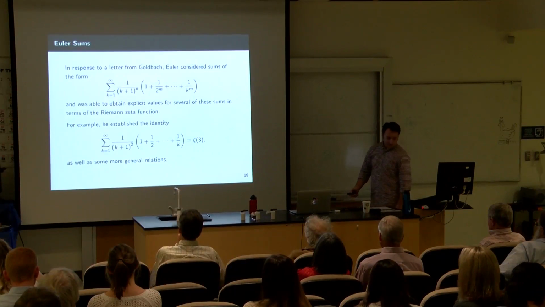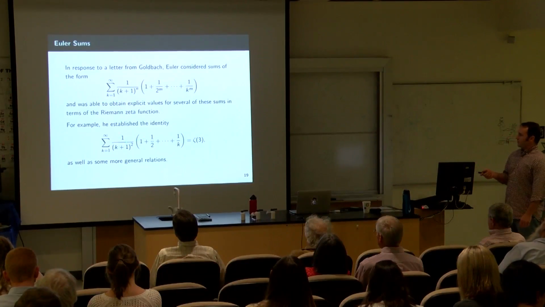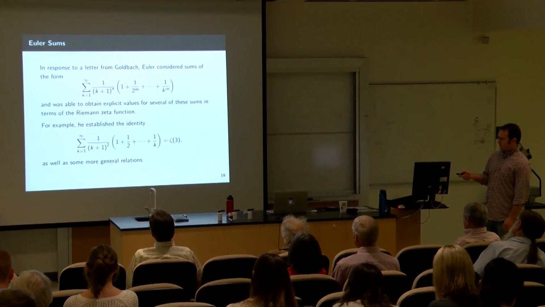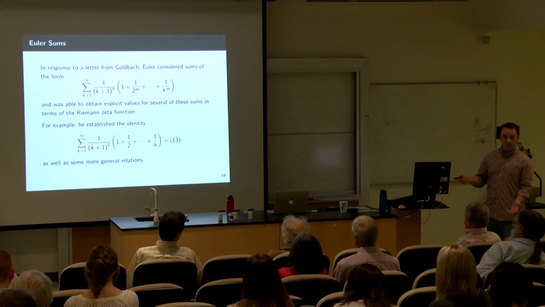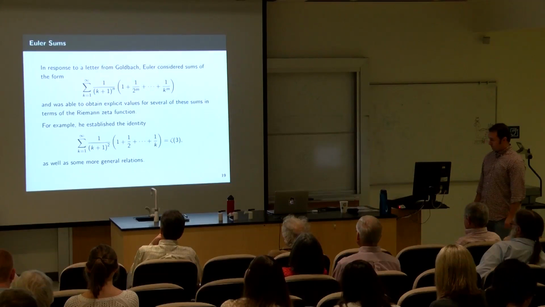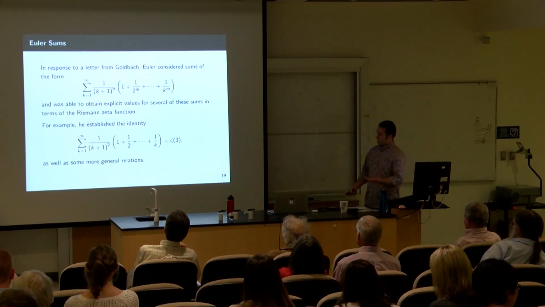So for example, this identity: the sum of 1 over k plus 1 squared times this, which, you know what this is? What is this sum? 1 plus a half plus, okay, that's the harmonic number, right? The kth harmonic number. So this sum is equal to zeta of 3. This is really pretty, I think. Zeta of 3 is pretty simple.